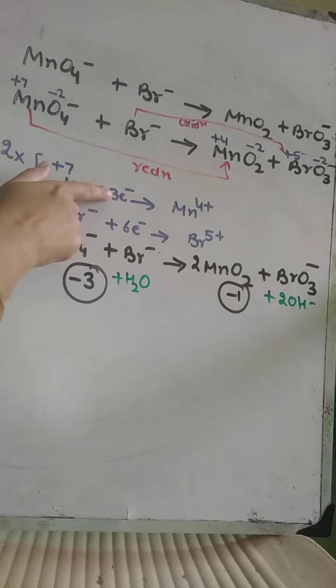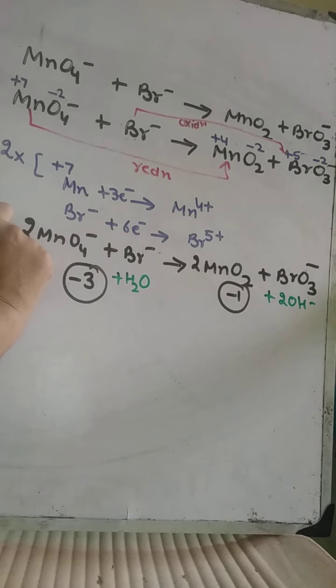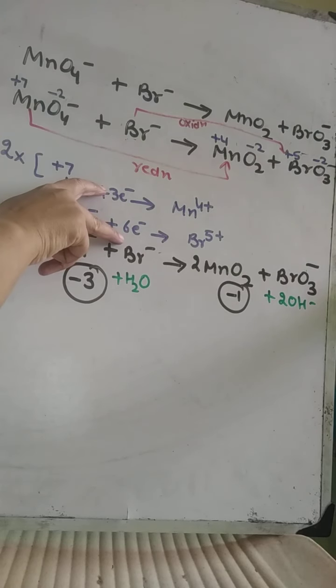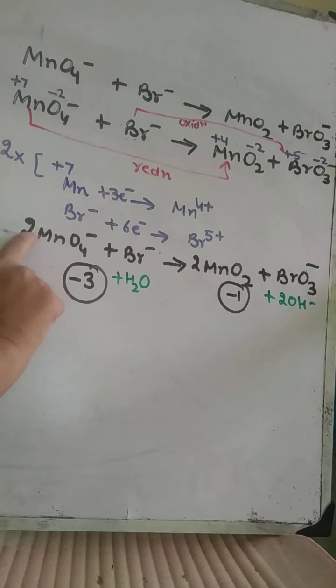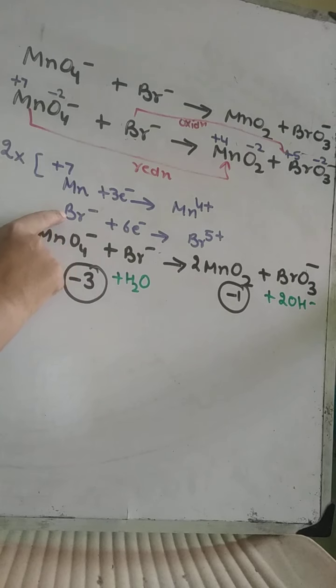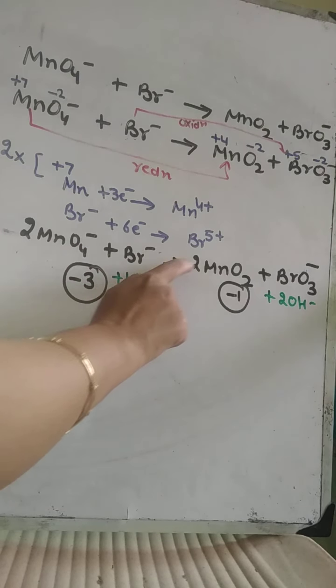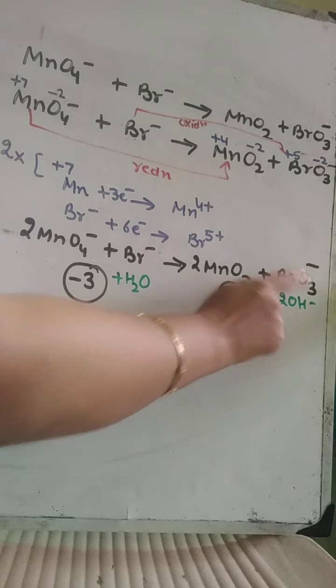So now here in equation 1 I got 3 electrons getting exchanged. In the second equation 6 electrons are getting exchanged. So that the electrons match, I will multiply equation number 1 with 2. Equation number 1 means anywhere where manganese is there, I will multiply by 2. Now I will multiply the skeleton equation by 2 and rewrite it. But this time I will write only the charges, not the oxidation number. So I got 2 MnO4 negative plus bromine remaining as such, Br negative, giving you 2 MnO2 plus BrO3 negative.